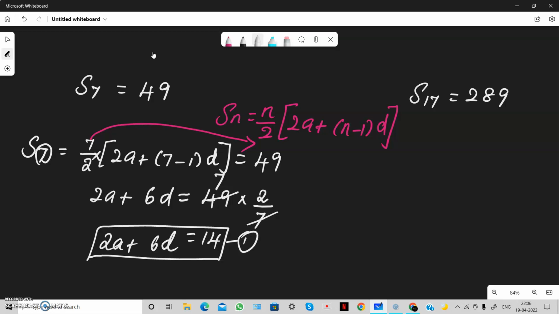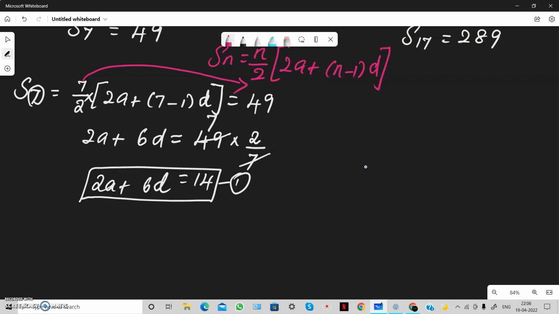Now we have the second equation. We have to find it from the second case. So that is S17, let me write here. S17 is equal to 289. If you substitute here, 17 by 2, where 17 is n, then 2a plus n minus 1, so that is 17 minus 1 into d equal to 289. You understand that step?